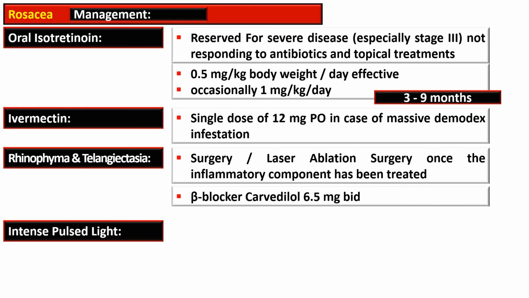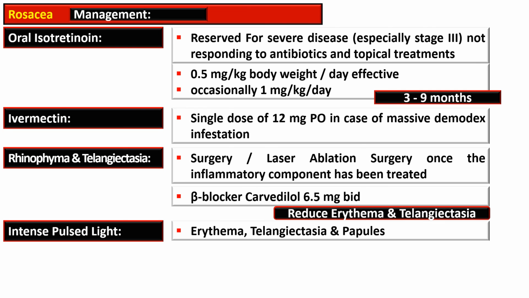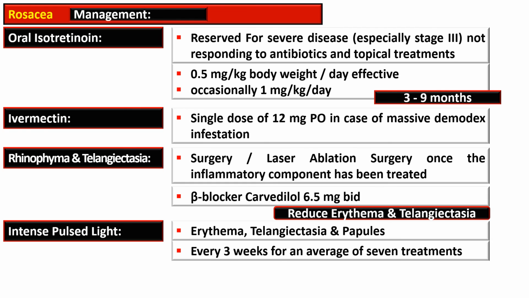Beta blockers, carvedilol 6.5 milligram twice a day, are also given for telangiectasia. They reduce erythema and telangiectasia. Intense pulse light therapy is given for erythema, telangiectasia, and papules every 3 weeks for an average of 7 treatments in a study, and it was effective to reduce the lesion in 70% of the patients.